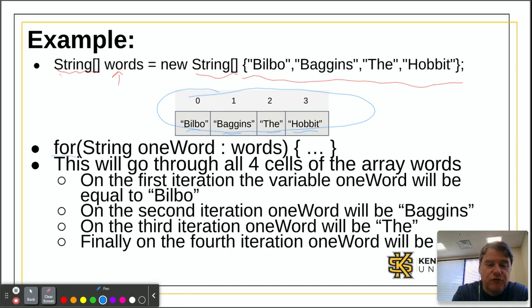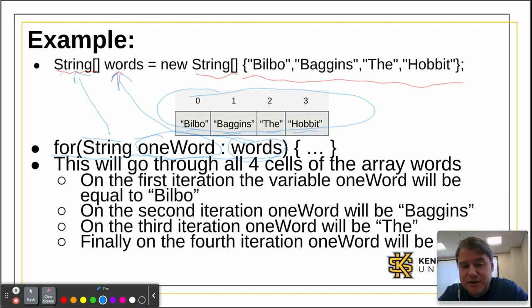But then I could say for string oneword colon words. So words again represents the name of the array. That matches that. And then string matches the type of the array. That has to be true. And then oneword is just a variable that I made up. I called it oneword.